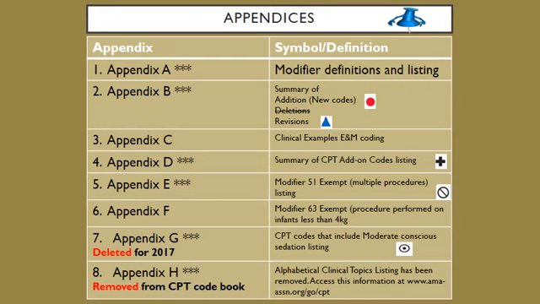Appendix G. This is CPT codes that include moderate conscious sedation. So it's a whole listing of all codes that have the moderate conscious sedation already bundled into the code. And we'll definitely talk about that a little more. Appendix H, this is alphabetical clinical topics listing that's been removed. All right, you can access the information at the website that's on your screen.